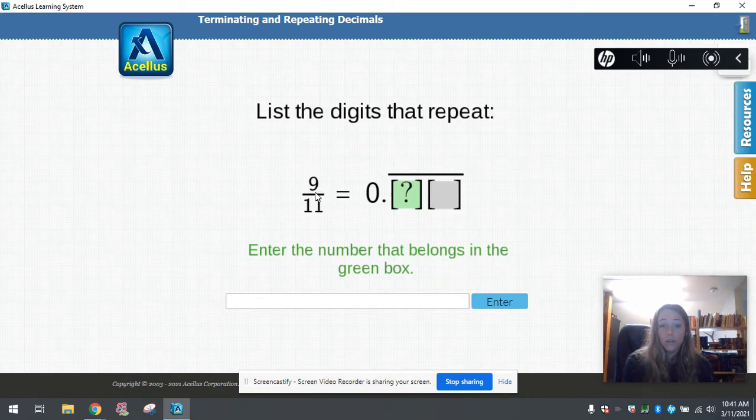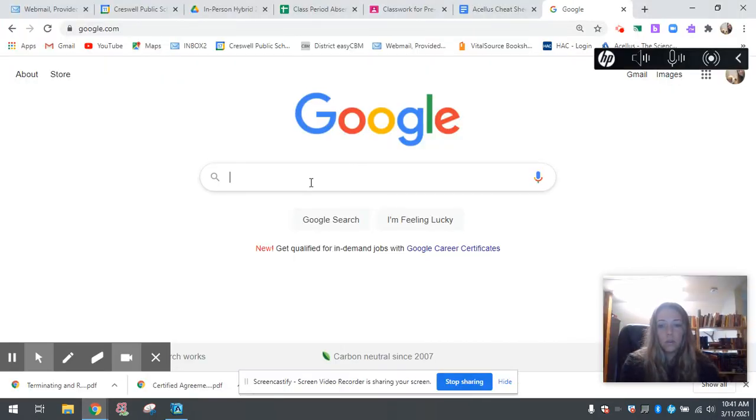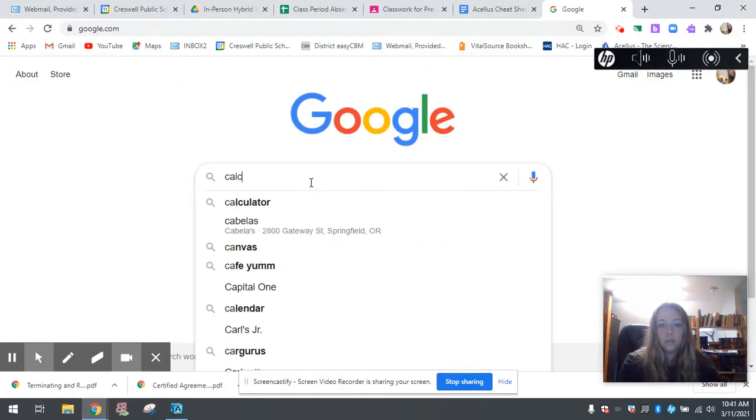Remember, fractions are division. Fractions always have an equivalent decimal. They have the same amount, they're just represented in different formats, a fraction or a decimal. So in order to turn a fraction into a decimal, if you do not want to do long division, you just put it in your calculator. 9 divided by 11. Let's do that. Google calculator.